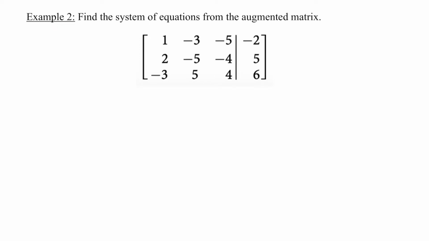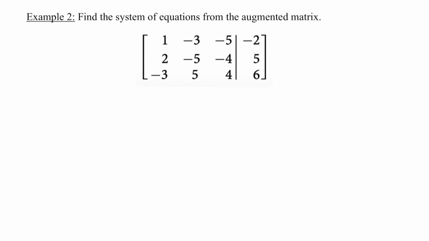Example 2. Find the system of equations from the augmented matrix. In this case, they gave me the augmented matrix and they want me to write the system of equations in terms of x, y, and z. So I have 3 rows. That means I have 3 equations. And from here, I have x, y, z, and then the constant on the other side.